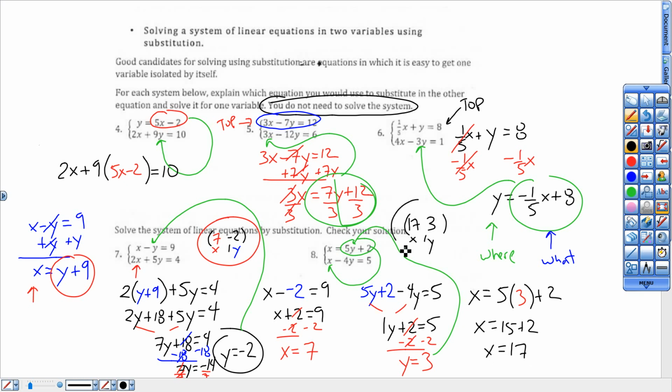And then let me just do a little quick check. Does 17 equal 15 plus 2? It sure does. Does 17 minus 12 equal 5? It sure does. So I'm pretty sure that point is accurate. All right, moving on.